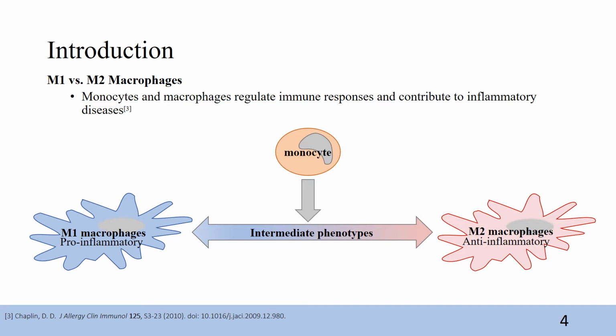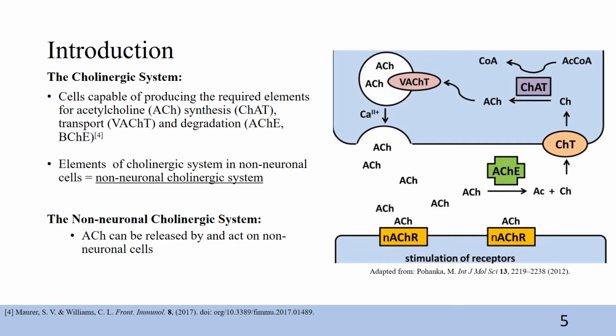Although I will be discussing particularly monocytes and macrophages in this talk, these cells are not the only cells that make up the immune system and that participate in such diseases. In this study, I am more interested in studying macrophages. Macrophages are differentiated monocytes, and they exist in a spectrum between M1 and M2 macrophages, M1 being pro-inflammatory and M2 being anti-inflammatory. It is important to note that most macrophages exist in a combination of phenotypes, and these extreme polarities are uncommon. Another important aspect of the immune system is the cholinergic system.